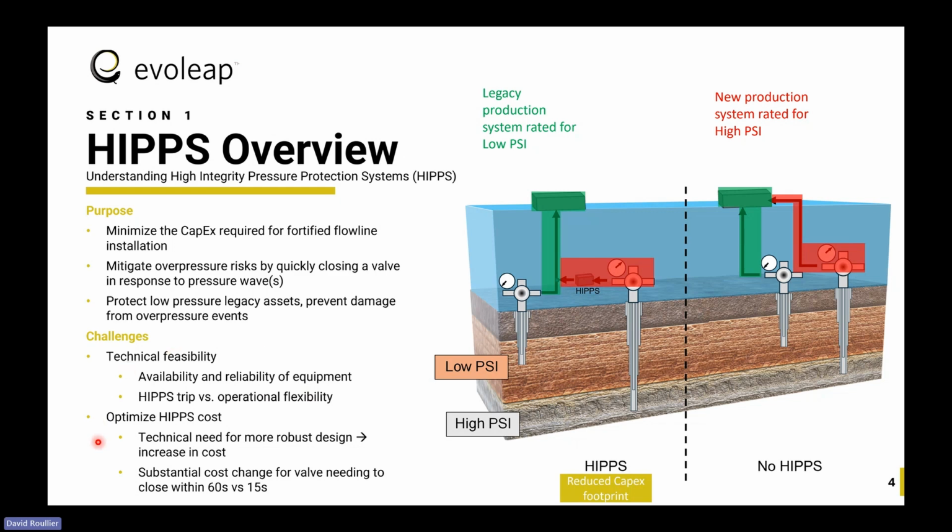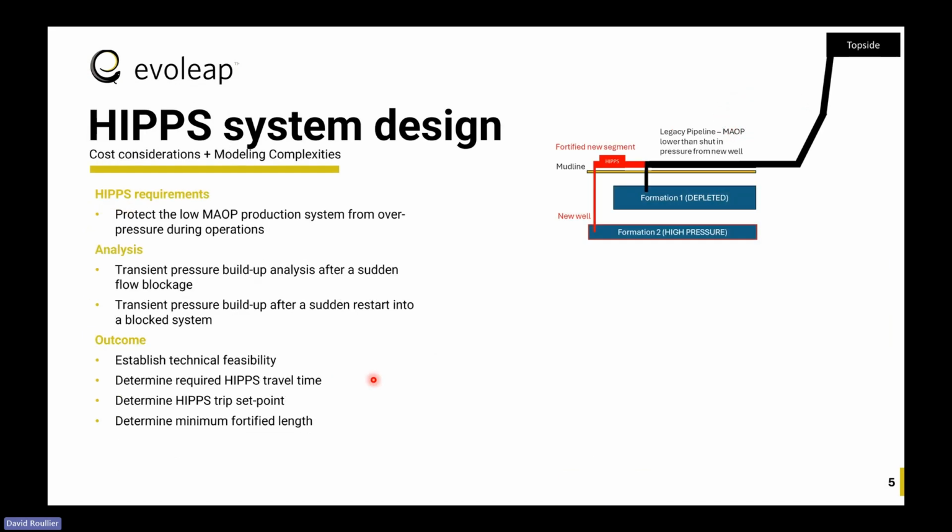And then the second challenge would be the cost. So we want to optimize the cost of these HIPPS. You have a very real need for safety, and there's a technical need for a robust design, but that can increase the cost of your HIPPS. And there are substantial cost changes if you, for instance, need a valve that reliably closes within 90 or 60 seconds as against 15 seconds. So, that's a bit of the introduction of what a HIPPS is and what are the challenges that we consider when looking at this issue.